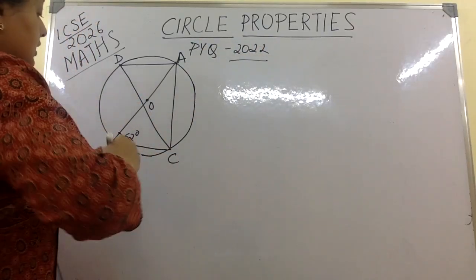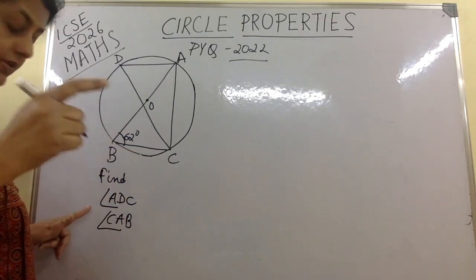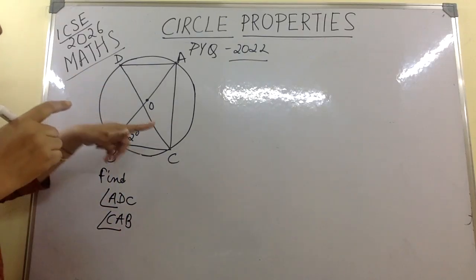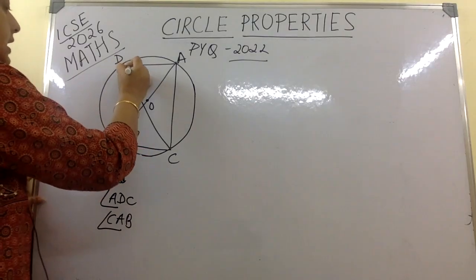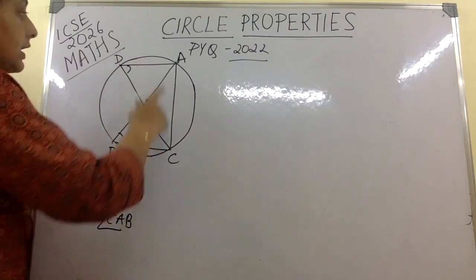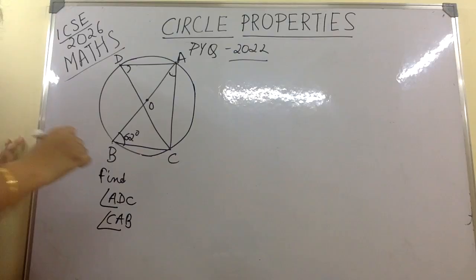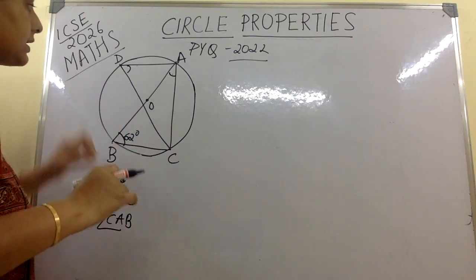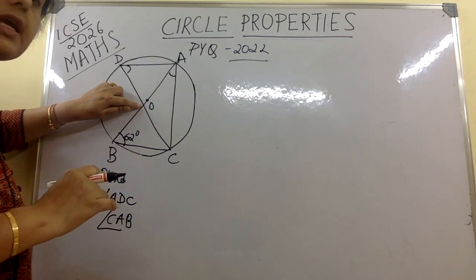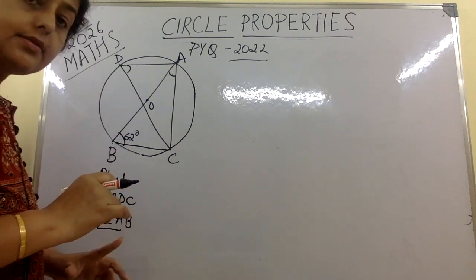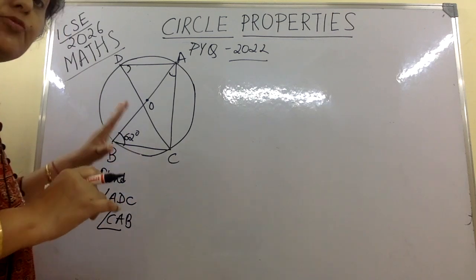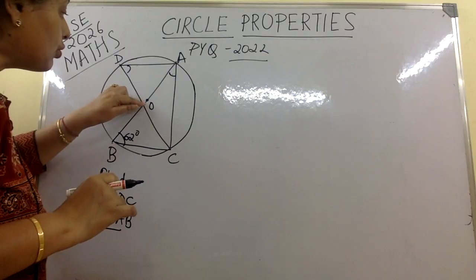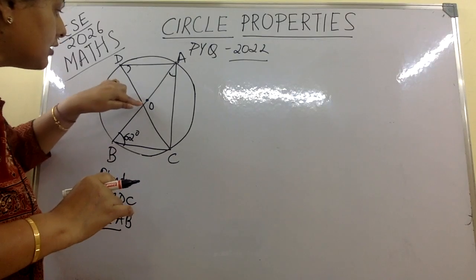Here this angle has been given as 62 and we have to find these two angles, angle ADC and angle CAB. Now the important thing in this sum is please don't take this intersection as the center. If you take it as the center, your sum will go wrong. O is not at this intersection but a little way away.